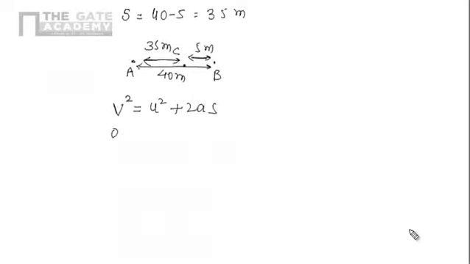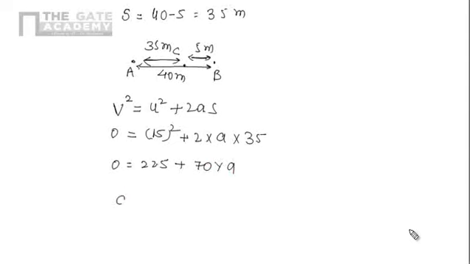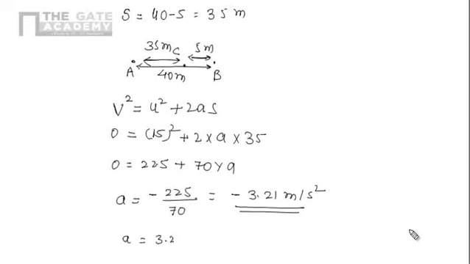Here v is 0, u is 15, so that is 15 square plus 2 into a, and s is 35. So here we have 225 plus 70 into a. So a will be negative 225 divided by 70, so it will come to 3.21 meter per second square. So it is coming negative. So we can say that a is 3.21 meter per second square retardation. So we can easily find this value.